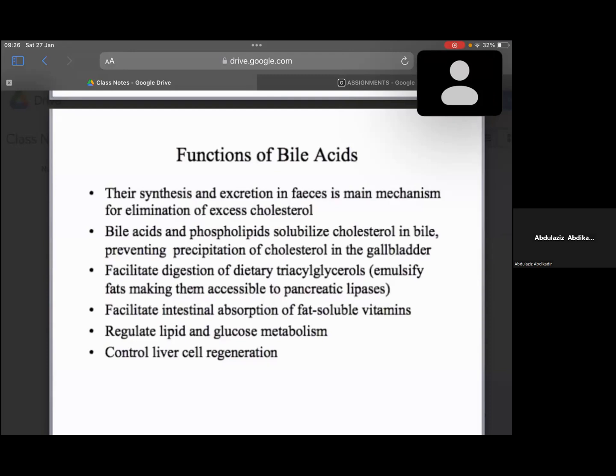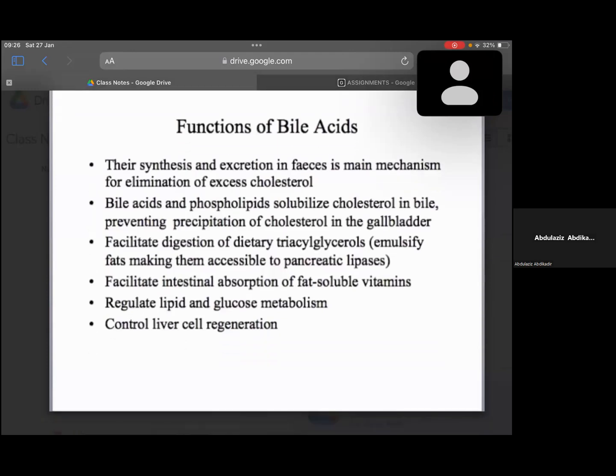So remember, you just play around with the fat-soluble vitamins, the lipids, the triglycerides, and they're used in the metabolism and digestion of that. So you can have several points there. Also remember, the bile acids are a method whereby the excess cholesterol is excreted. Also, it controls liver cell regeneration.